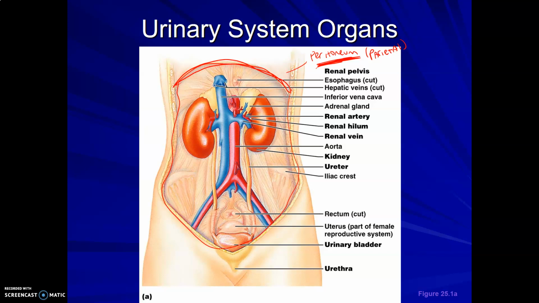So this is the back of the peritoneum, the back wall of it, and it's cut open. And so when we talk about where the kidneys are located, the kidneys are retroperitoneal, because they are behind the peritoneum.